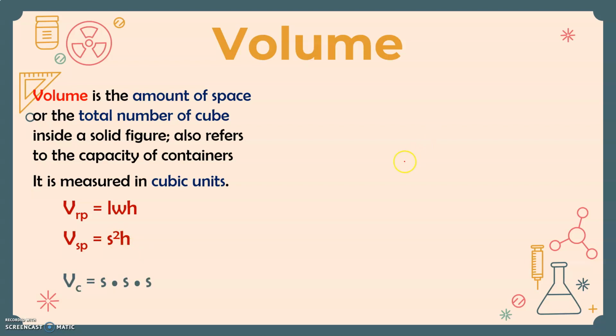Now for the volume of a cube, we all know that in a cube, all its sides are equal, right? So if you find the area of its base, that will just be side times side, and its height is also equal to the measure of its side. So instead of using h here, we'll just use s as well, because again, all sides of a cube are equal. So for its volume, we can simply use the formula s cubed.